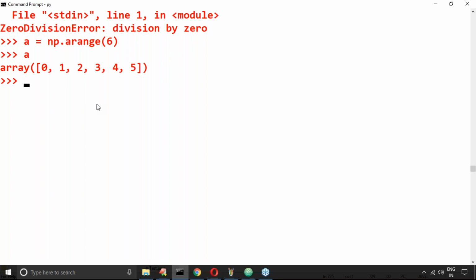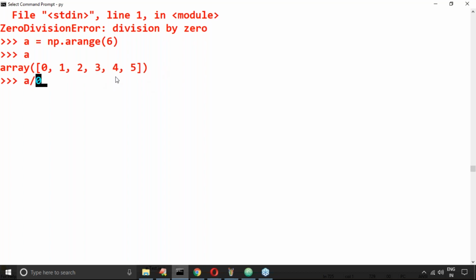Now here just a single shot: A by 0. Now observe that. 0 by 0. Actually, in Python, it is a ZeroDivisionError, but in NumPy, it gives NaN. 1 by 0, 2 by 0, 3 by 0, 4 by 0, 5 by 0.